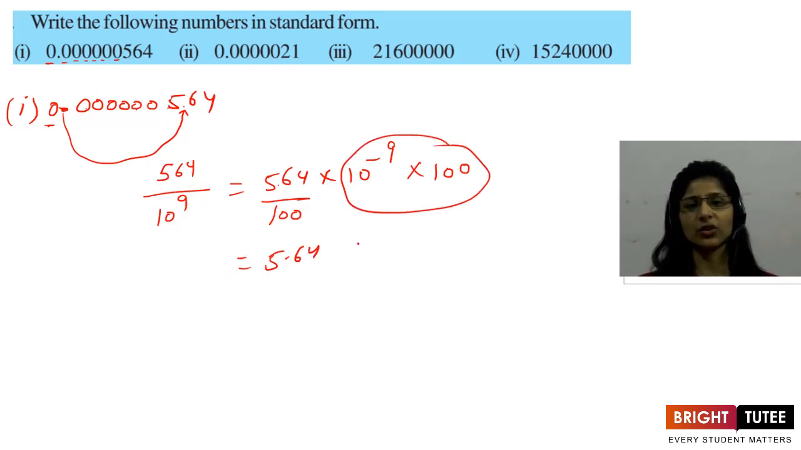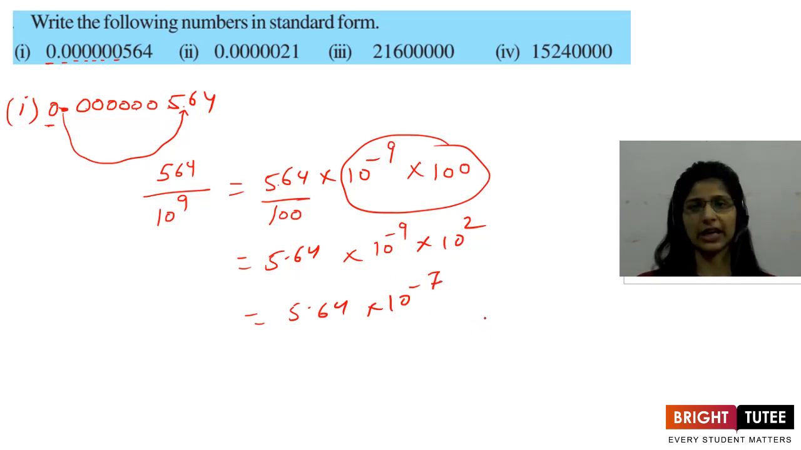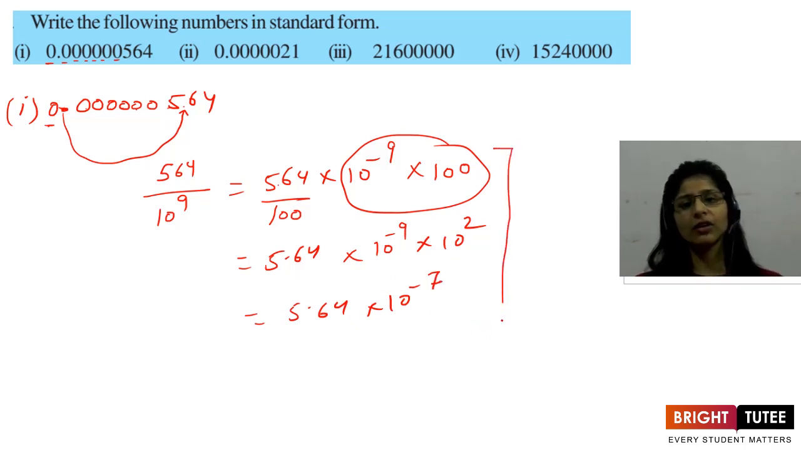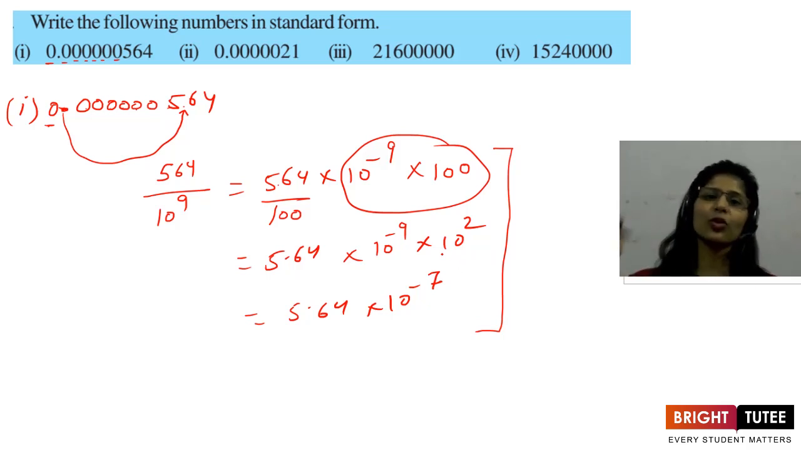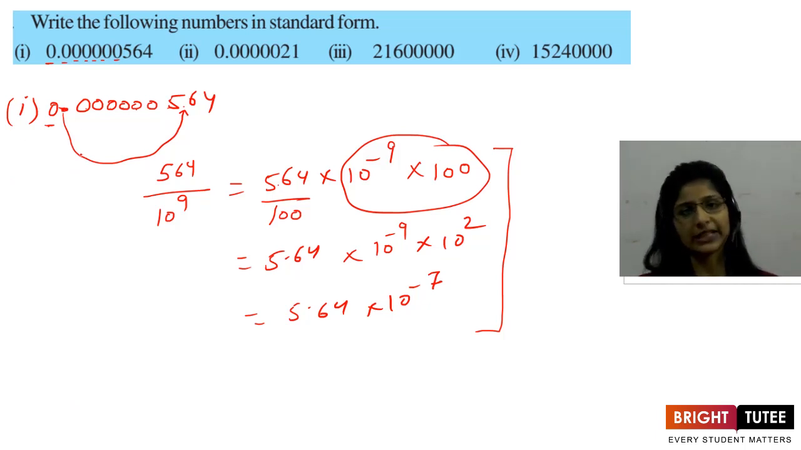Before this, what we can solve, so see what we get, 10 to the power minus 9 into 10 to the power 2. So we get 5.64 into 10 to the power minus 7. This is going to be our answer, right? So we want the simple solution, the methods that give us the solution quickly. So what I made you learn is, whenever you are going to move towards right side, you are going to write the number into 10 to the power minus the number of places.